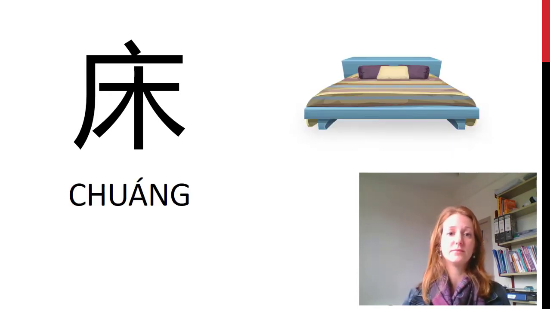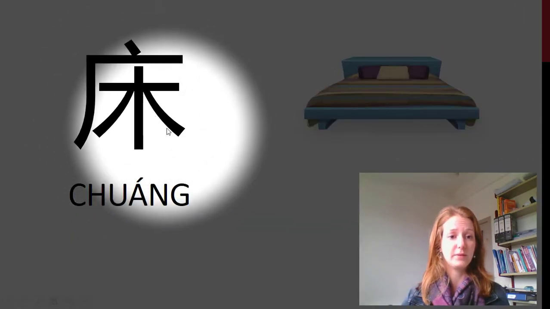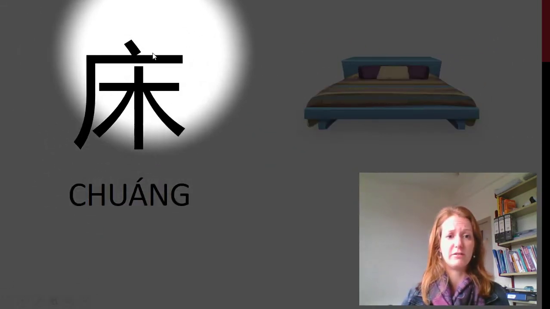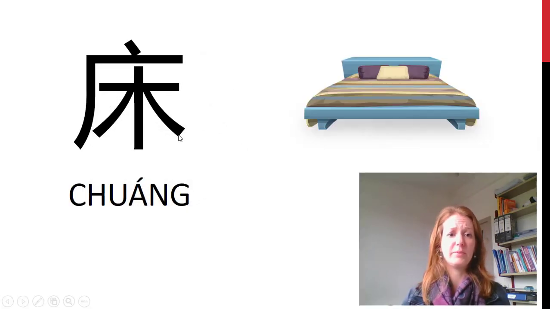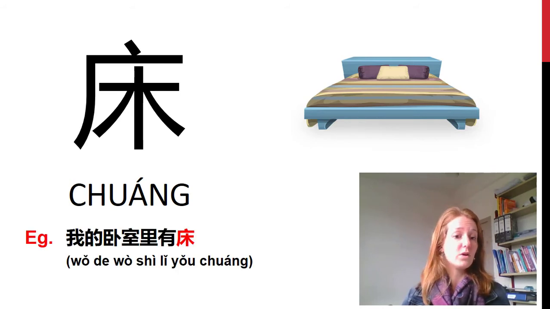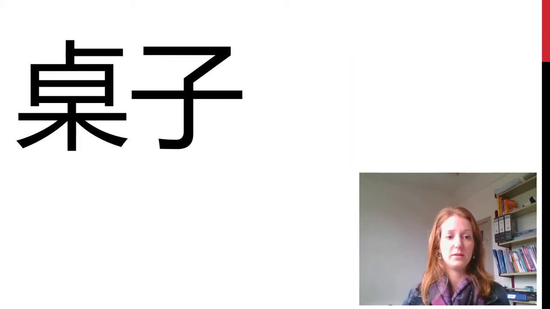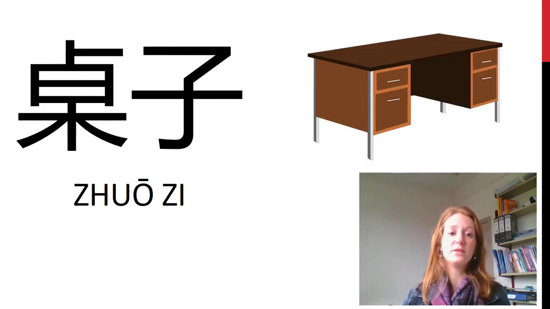床. Now in a lot of these pieces of furniture we have a lot of wood radicals. So here we have our first wood radical. The radical at the top here is a factory radical. So you might imagine all the big factories that sell the beds. 我的卧室里有床. 这是什么? 这是桌子. 桌子. Table or desk.